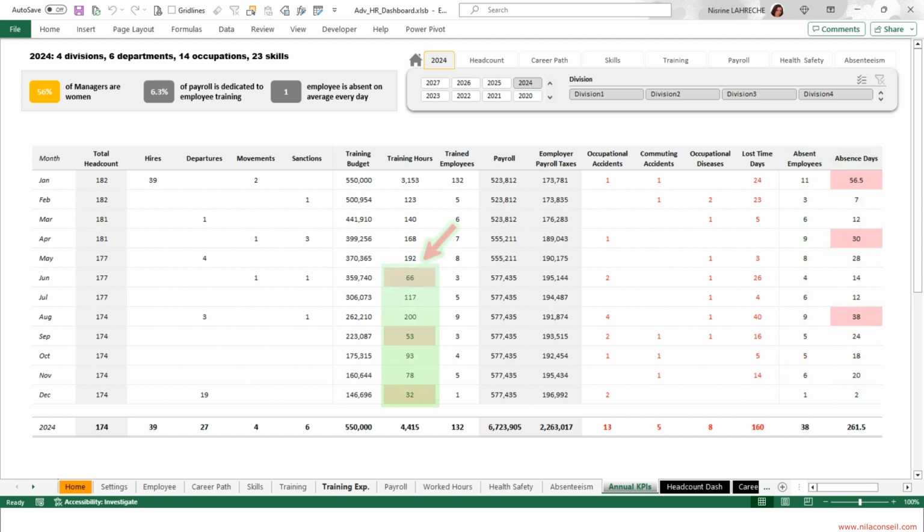The 3 months during which employees are least trained appear highlighted. Here June, September, and December. The 3 months during which absences are the highest appear highlighted. Here January, April, and August.